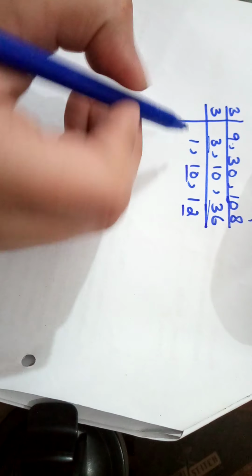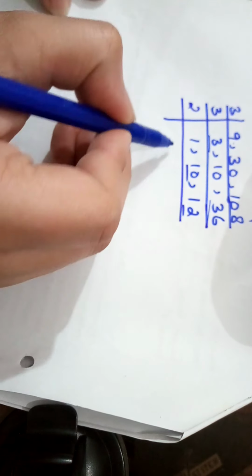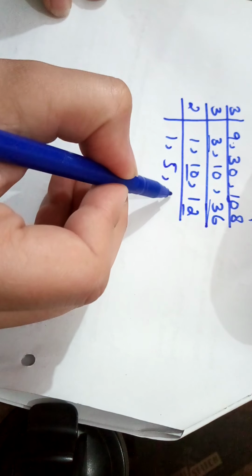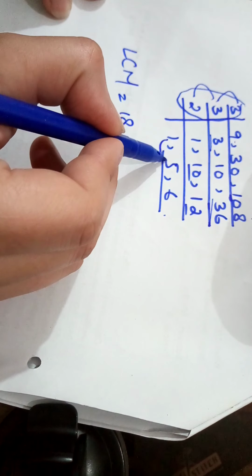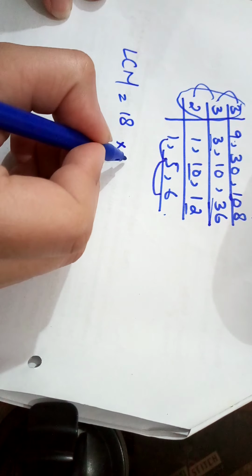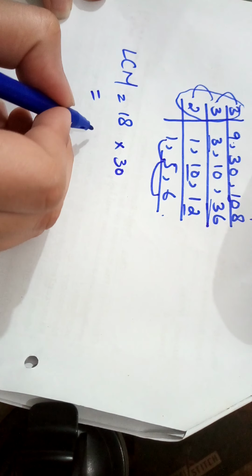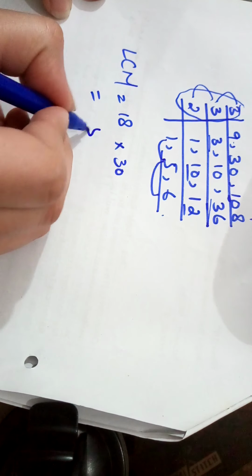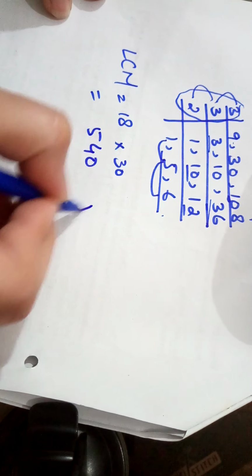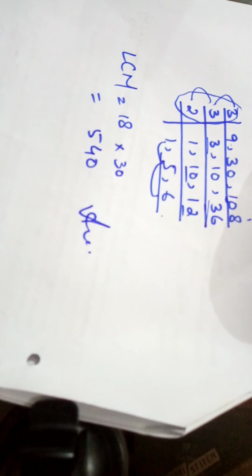Now again 10 and 12 come in the same table, that is 2. 2 5s are 10, 2 6s are 12. So these are the common factors and these are the uncommon factors. Multiply just for LCM. 3 3s are 9, 9 2s are 18, and we have the uncommon factors 5 1s are 5, 5 6s are 30. So multiply 18 and 30. We will get 540. That is the LCM with the table method.